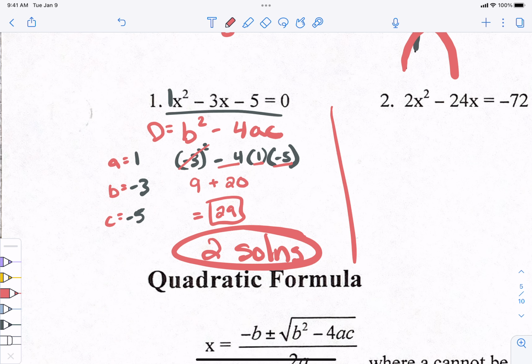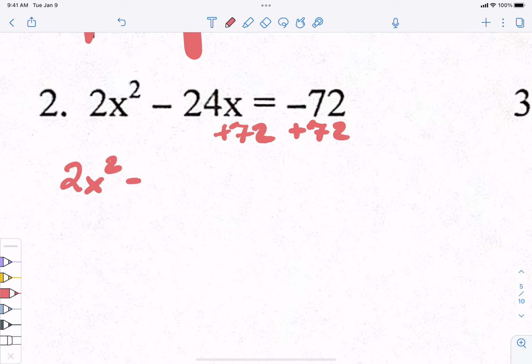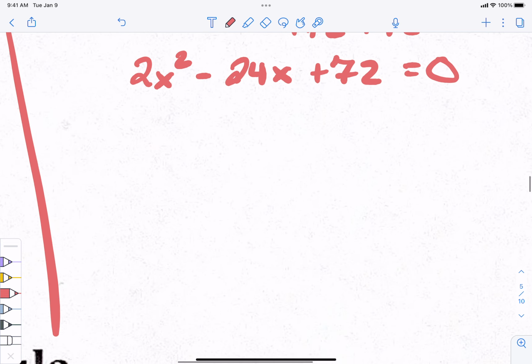Okay, watch number 2, Riley. Number 2 is not ready to go, because you have to have it set equal to 0. So the 72 is in the way. Let's move the 72 over. So 2x squared minus 24x plus 72 equals 0. Okay, now it's ready to go.